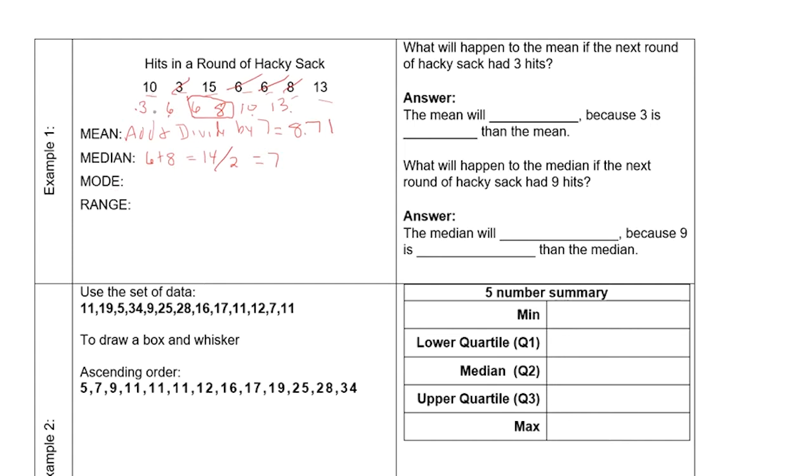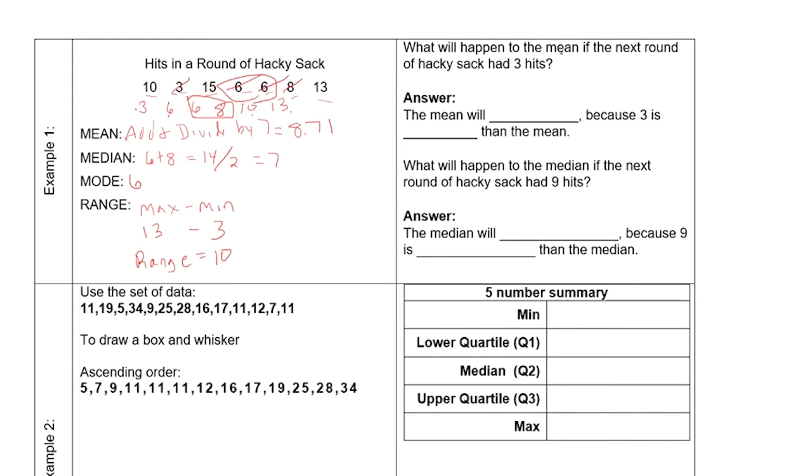Our mode, let's take a look at our numbers again. We have 2 6s, so our mode is 6. Our range is the max minus the min. So our max is 13, our min is 3, so that means our range equals 10. Now let's answer these questions.